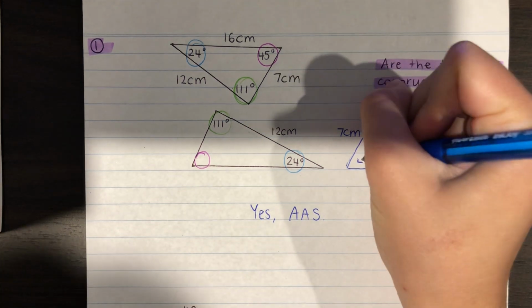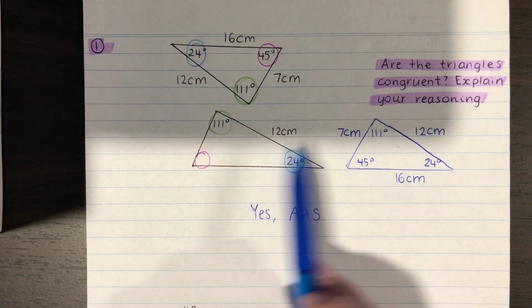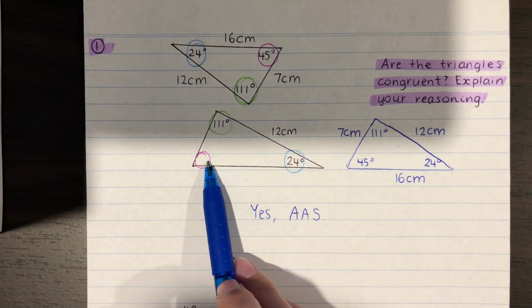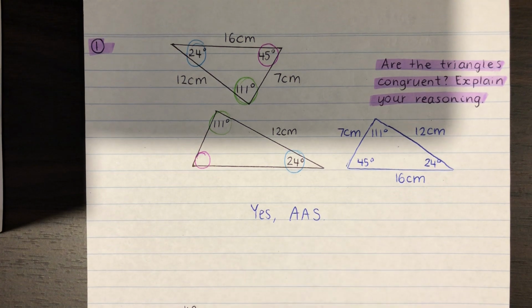Actually, I forgot the 45 degrees here. Also with this angle, we're not allowed to assume that that's 45 degrees. If they're not given to us, then you can't assume. It's only what you're given.